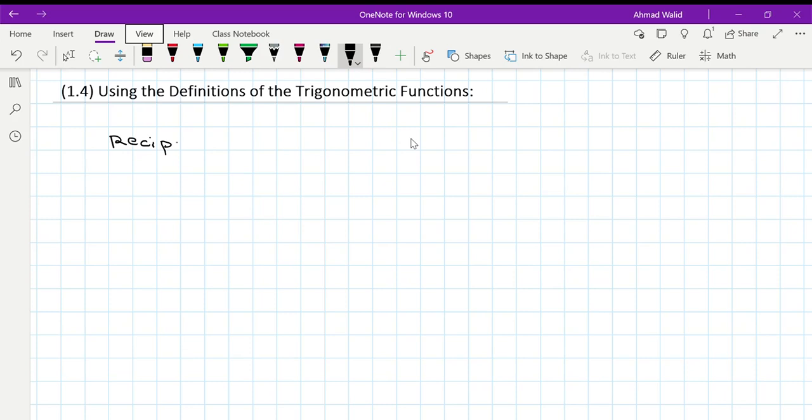Reciprocal identities. I already discussed with you in section 1.3 that there are three main trigonometric functions and there are three reciprocals of them. If I talk about sine theta, number one, the reciprocal for sine theta was cosecant theta, correct?